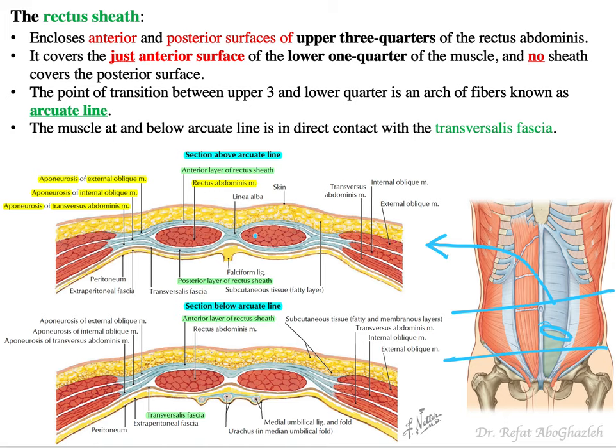So guys, we mentioned that this is the rectus abdominis muscle.